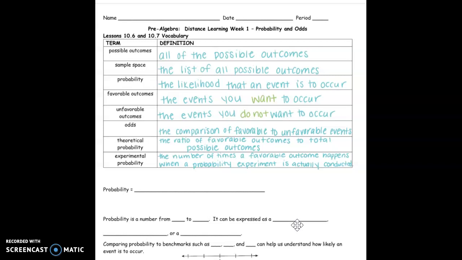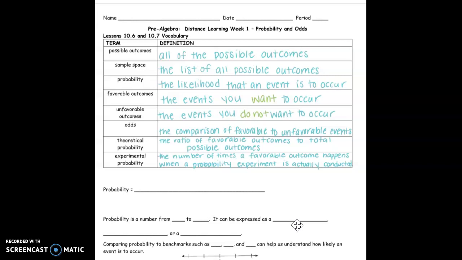Now we talked about probability, and now we have something called odds. The odds are the comparison of favorable to unfavorable events. We looked at the favorable outcomes versus unfavorable outcomes, and the odds compare those two numbers. So the chance that it's going to be sunny over the chance that it's not going to be sunny, which means that it's raining.